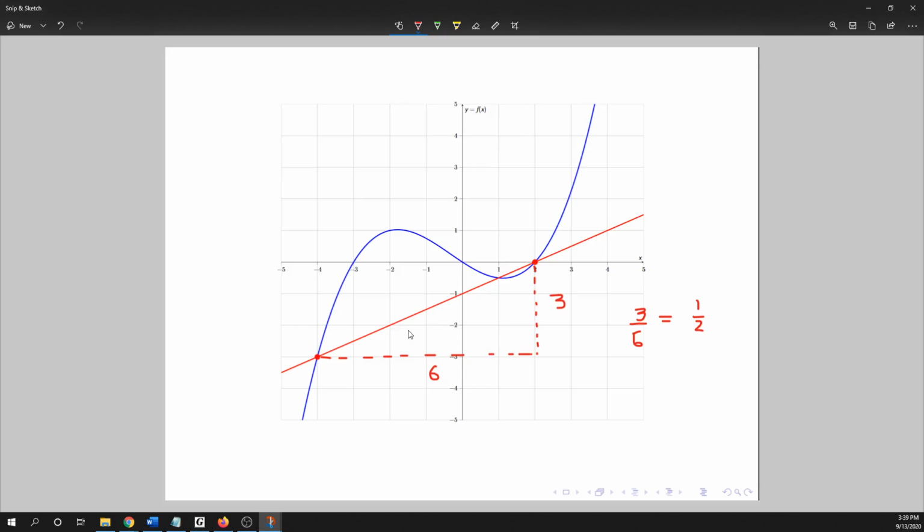Okay, and the one difference is that for a line, that calculation is always going to be the same, no matter what 2 points you pick. But for a function whose graph is not a line, it's going to be different if you pick different points. All right, so that's it for average rate of change.